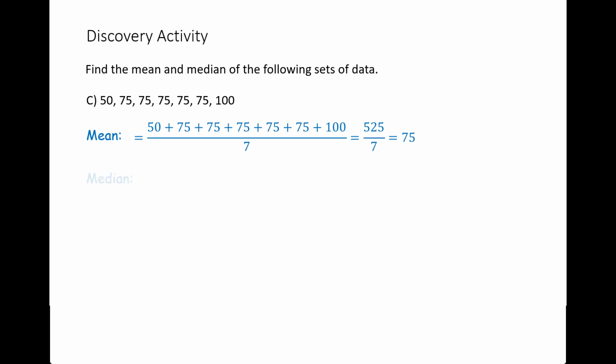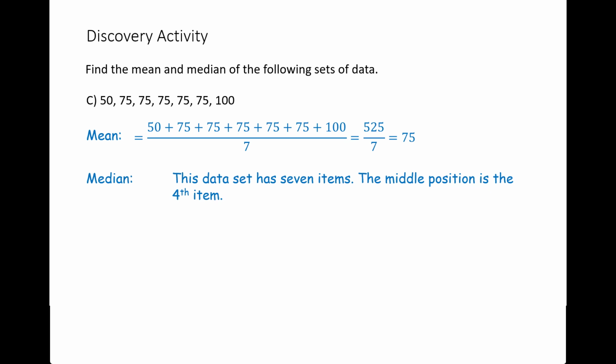We still need to find the median, and the median is the value that corresponds to the middle position of ranked data. This data set has 7 items. The middle position is the 4th item, and the value of the 4th position is 75. Thus, the median is 75.